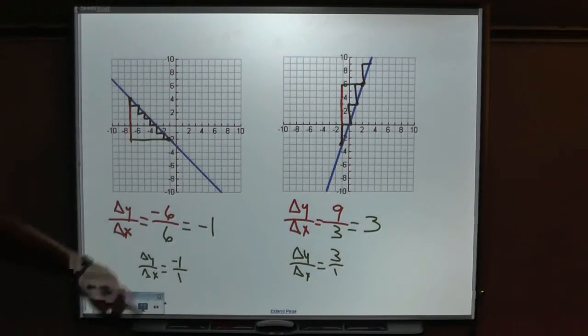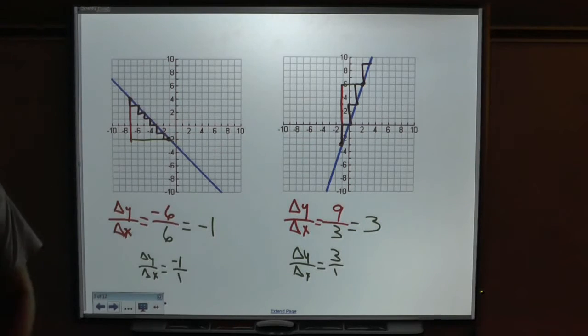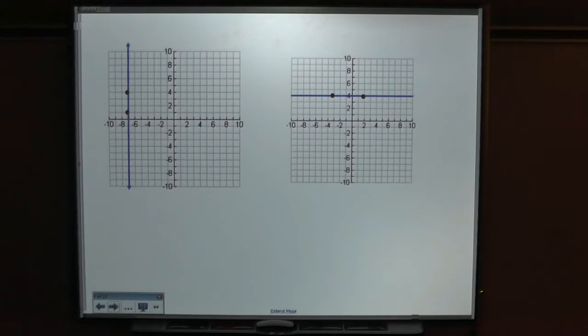Negative slopes decrease as you look at them from left to right. I would write that down somewhere. That is important to remember. All right, let's move on. So our next one.